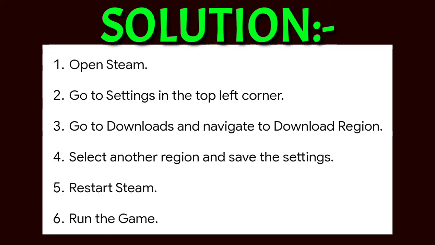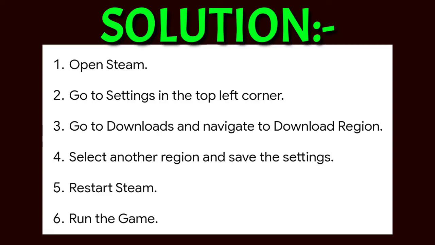You have to follow these steps to solve the Dota 2 problem. First step: open your Steam. Second step: go to Settings in the top left corner. Third, go to Downloads and navigate to Download Region. Fourth, select another region and save the settings. Fifth, restart Steam, and the sixth and last step is to run the game.